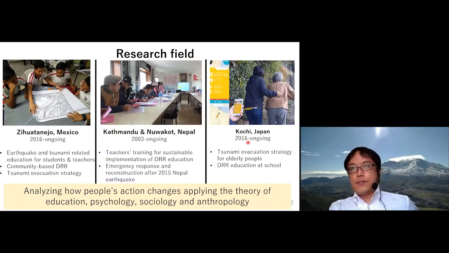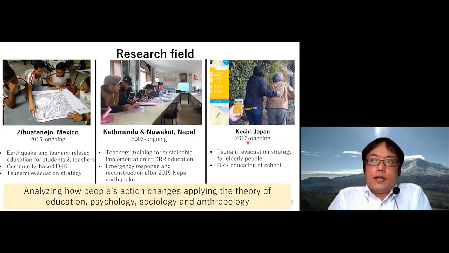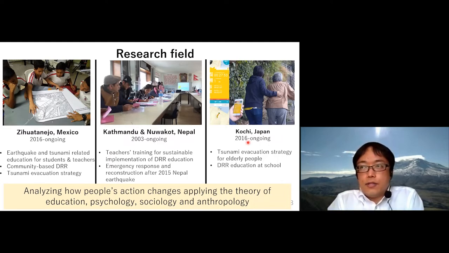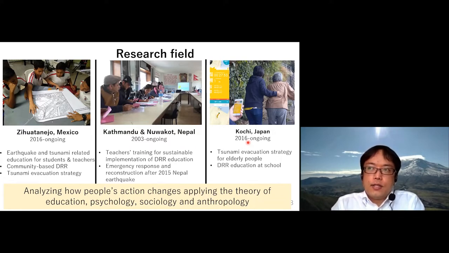And in Kochi Prefecture, Japan, as you may know, there is the Nankai Trough megathrust earthquake and tsunamis. Here in Kochi Prefecture, I basically work with the local government and local NPOs in order to promote the evacuation of elderly people. Elderly people are less motivated to evacuate in case of earthquakes and tsunamis, because they think that they cannot walk or run for evacuation. So they are quite less motivated.